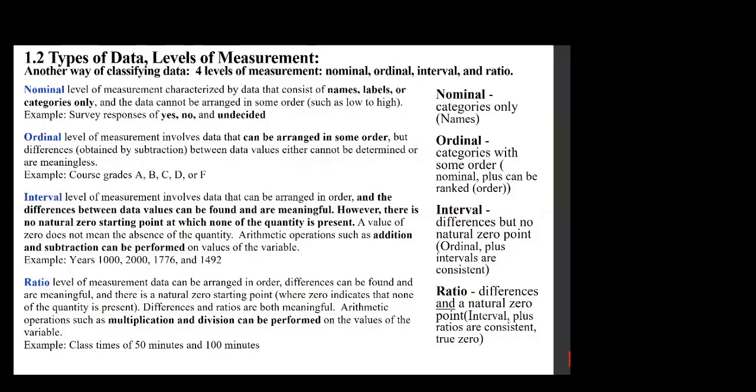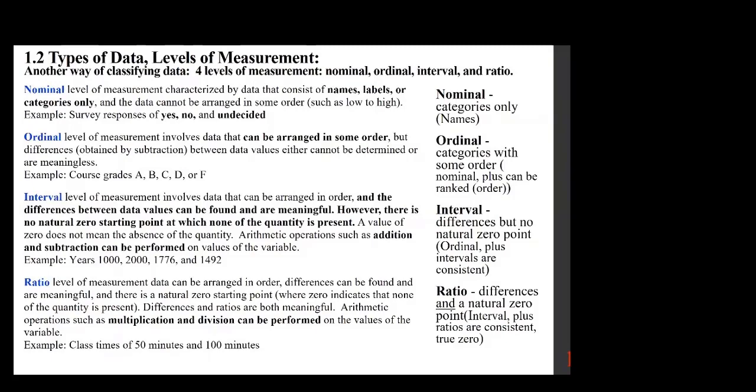And the last one, ratio level of measurement. Data can be arranged in order, differences can be found and are meaningful, and there is a natural zero starting point, where zero indicates that none of the quantity is present. Differences and ratios are both meaningful. Arithmetic operations such as multiplication and division can be performed on the values of the variable. Example, class times of 50 minutes and 100 minutes.